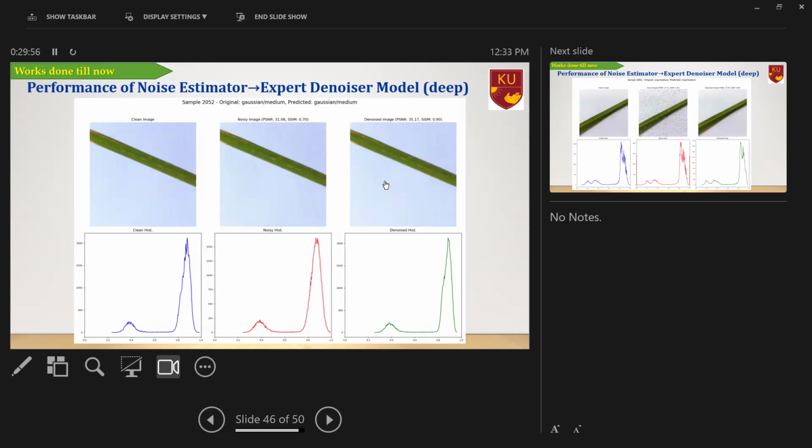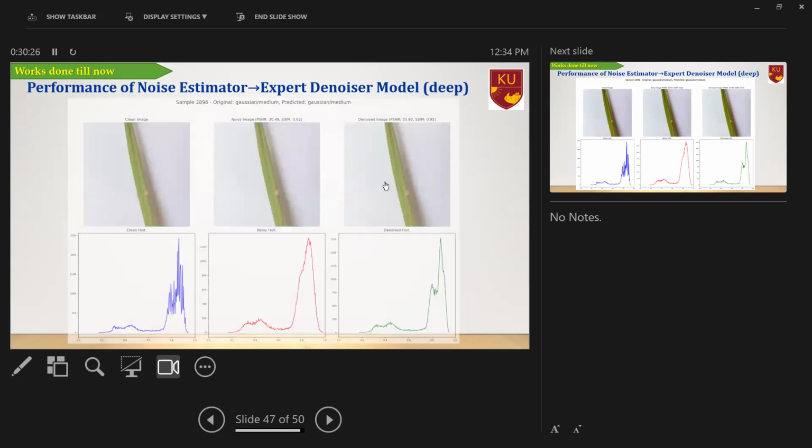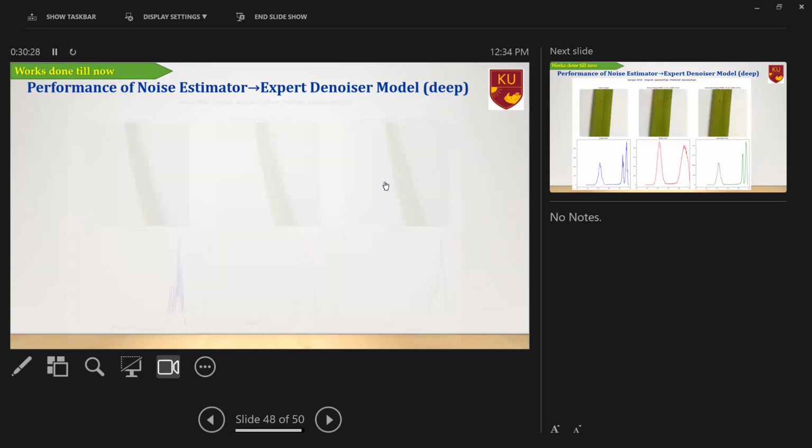Then here also 0.7 SSIM and 0.9 for the denoised image. PSNR is 31, and the denoised image 35.17. Again, salt and pepper. Here I have already told that in the case of salt and pepper it is 100%, and the sample image also shows this. So these are the samples.